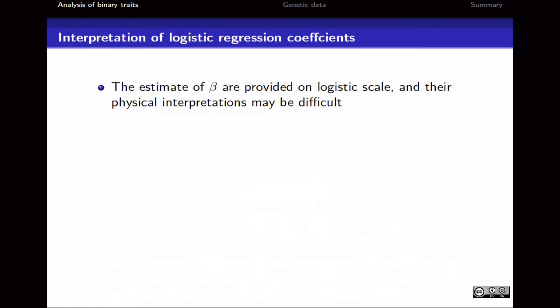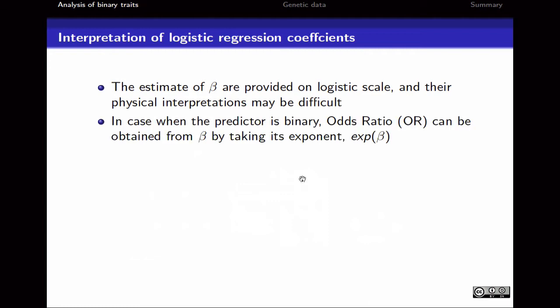So what about interpretation of logistic regression coefficients? You remember that with quantitative traits and linear regression, the intercept and the coefficient of regression all had very clear physical interpretation. While the estimates of beta and also the intercept for the logistic model are provided on the logistic scale, and their physical interpretation may be difficult. In some special cases, however, it is possible. For example, if the predictor is binary, then you could estimate odds ratios.